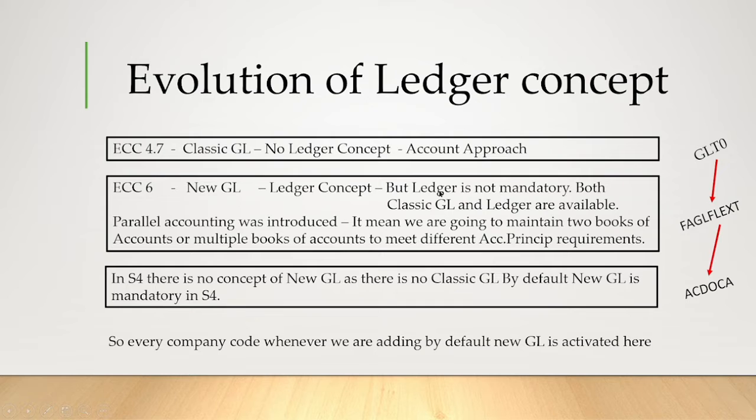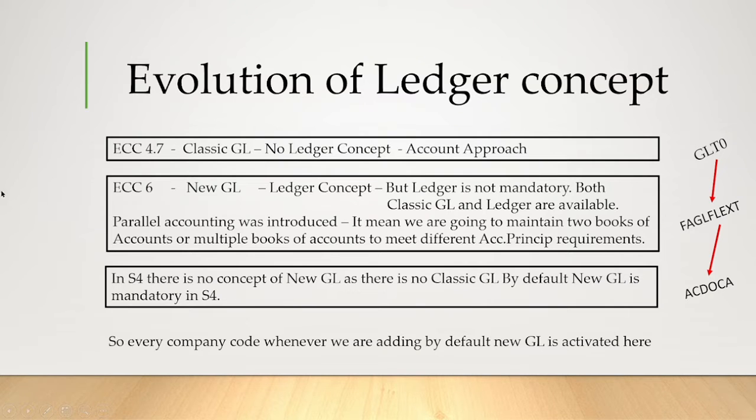For example, if client is having only one accounting principle or he doesn't have any other requirements, he can follow either classic GL or ledger concept. He can follow classic GL also. That option is there in earlier ECC 6. Later in S4, now in S4 there is no concept of classic GL. By default new GL is mandatory in S4.